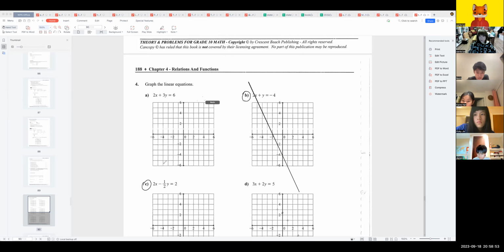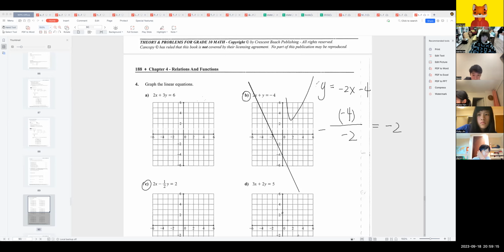Okay, so let's take a look at this one. We have y equals negative 2x minus 4. Correct, everybody? So if you go through negative 4, it's good. And this one is exactly negative 4 over negative 2, but you put a negative there, so it's negative 2. Very good, Kevin. Good job. See how quick it is?